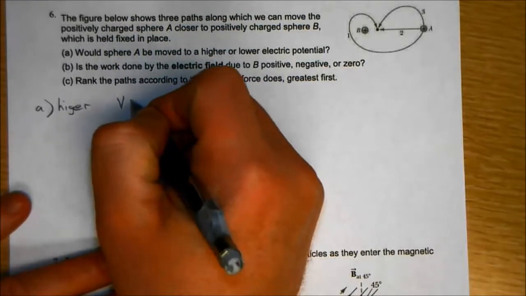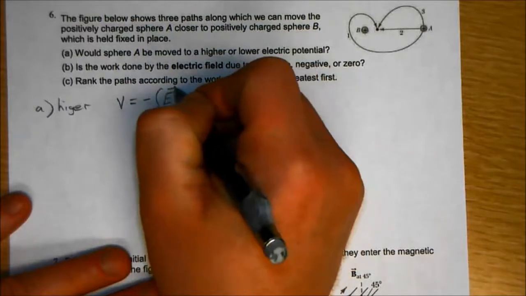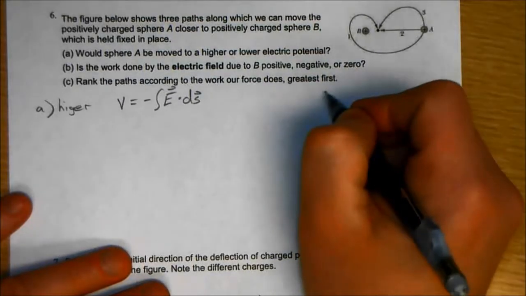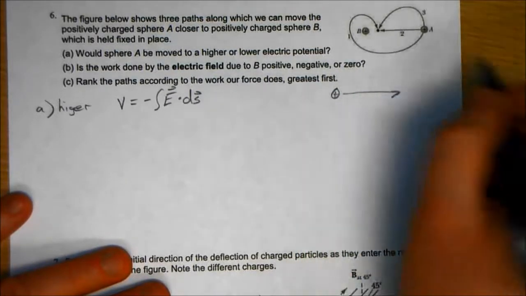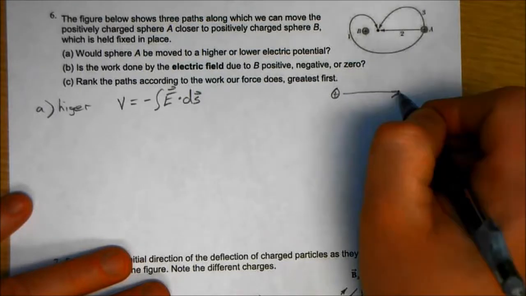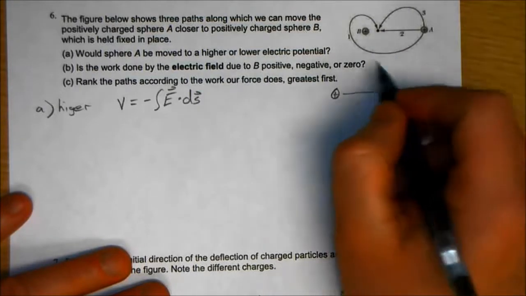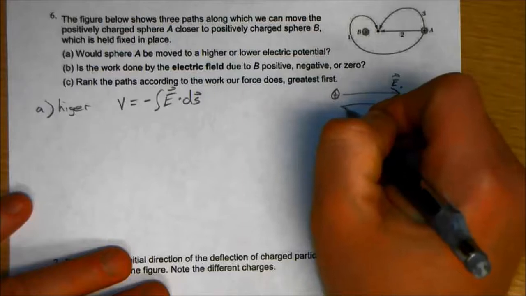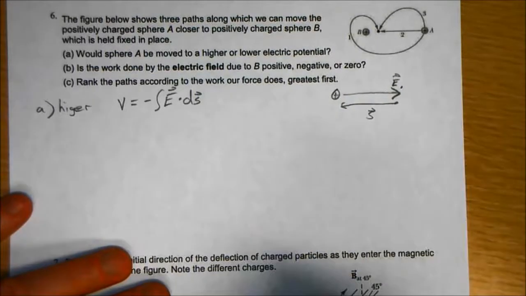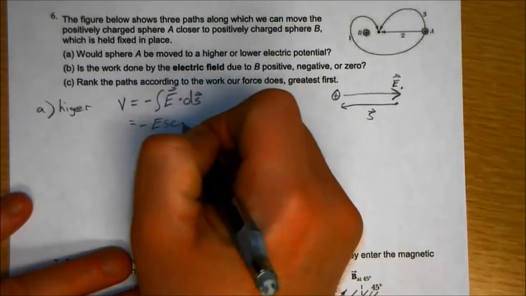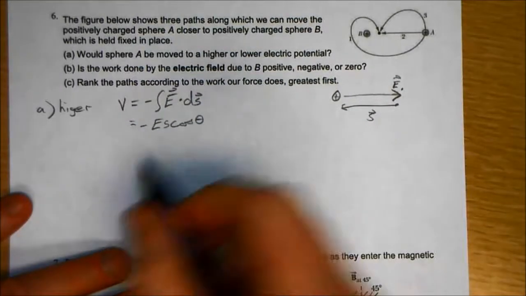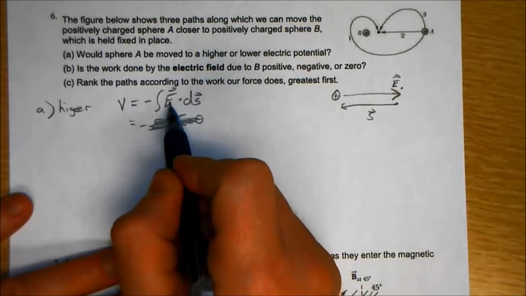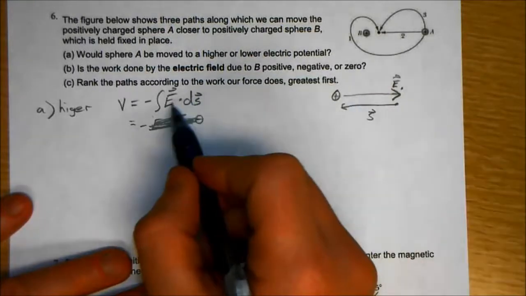So potential is equal to negative the integral of the electric field dot ds, where ds is the displacement. So the field set up by this positive charge, and if we're just moving along path 2, this is the simplest case. So the field is in this direction, and the displacement S is in this direction. So this is equal to negative E s cosine of theta. I integrated along the path. E is, well, we can't say this. I take that back because E is varying along this path. So E is not constant.